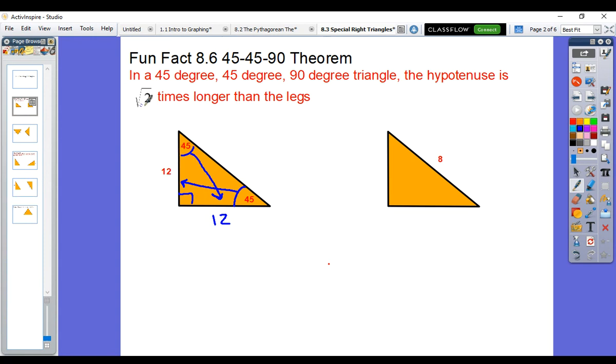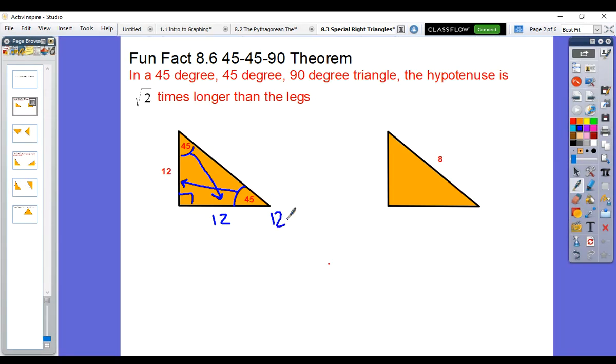But let's look at this part right here. It says that the value of the hypotenuse is radical 2 times more. So that's exactly what we're going to do. We're going to take the value of the leg and multiply it times radical 2. So whatever this leg is, I'm going to take it times radical 2, and see what we get.